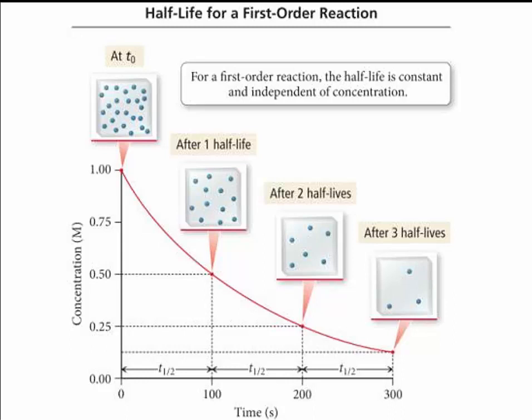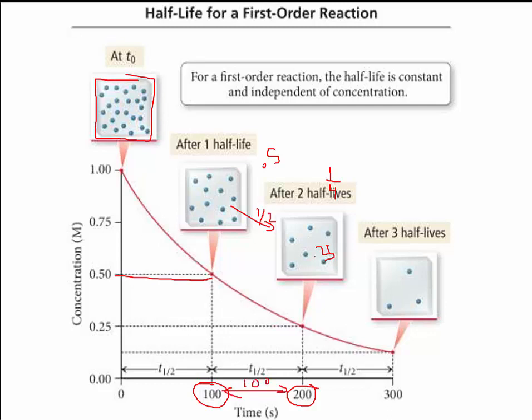All right, so let's look at our original raw data here. At t 0, we're going to start off with 1 molar. After 1 half-life, we've gone to half the concentration, so it's 0.5 molar. And let's say it takes 100 seconds for us to do that. To go 2 half-lives, we're now at 1/4 the concentration, so half of a half is going to give us 0.25. And notice that this difference between here and here is 100.